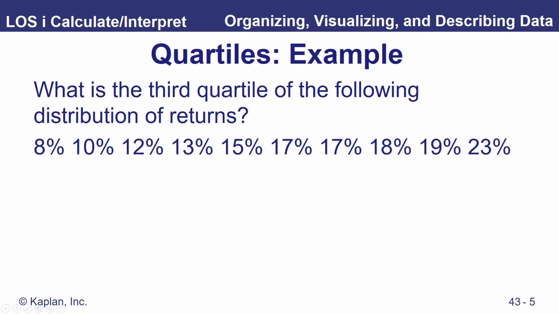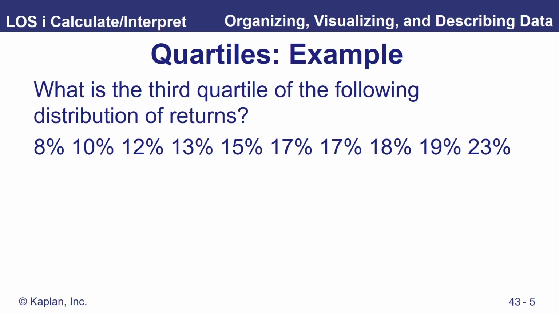Right, so let's have a little look at examples. It says, what is the third quartile of the following distribution of returns? So notice we've ordered our returns from lowest to highest, and of course that is our starting point. And we've got 1, 2, 3, 4, 5, 6, 7, 8, 9, 10 observations.